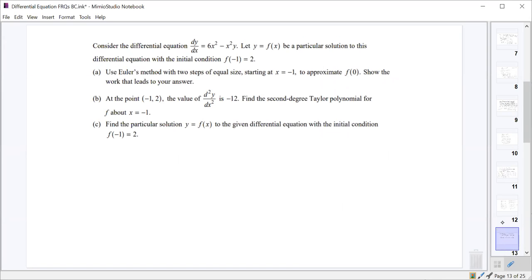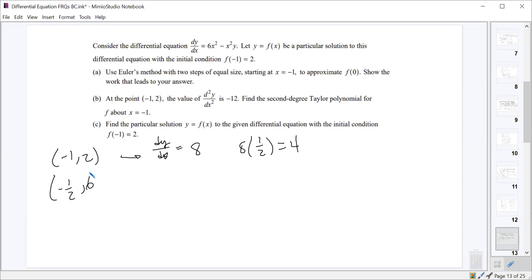Next one. Again, using Euler's method here. So our initial point is going to be -1, 2. Our value of dy/dx at that point should be, let's see, if we plug in -1, that's 6 plus 2. So it looks like that comes out to be 8. And so we're going to have to multiply that 8 by our step, which is a half, which is going to give us a 4. And so we're going to go up by 4. So our new point should be -1/2 and 6.